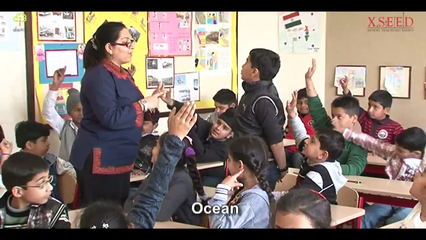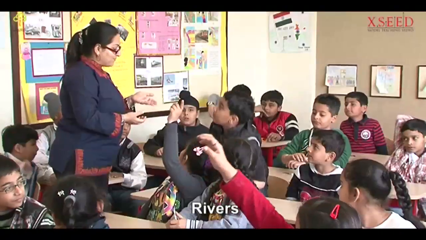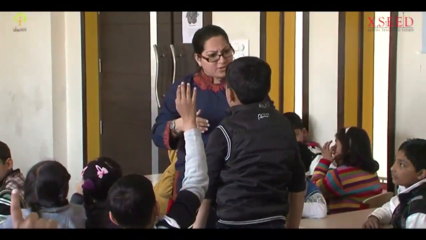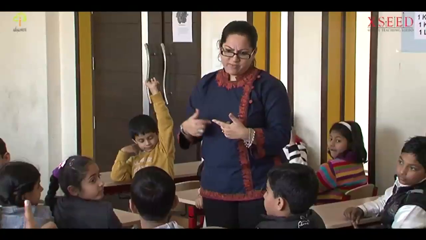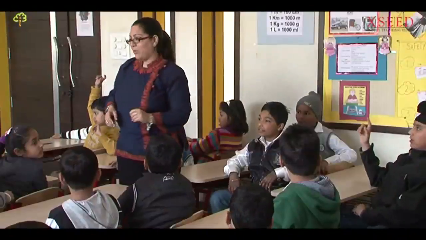Sea. Oceans. Where do you get water in your taps from? Ma'am, rivers. From the rivers. Does it come straight from the river into your tap? No, ma'am. So where does it come from? Tank. From a tank. Okay, all right.